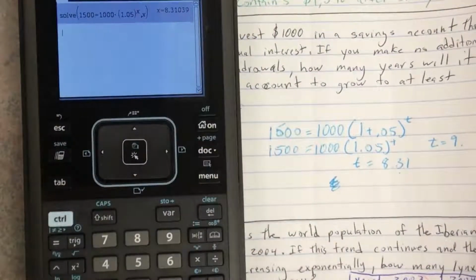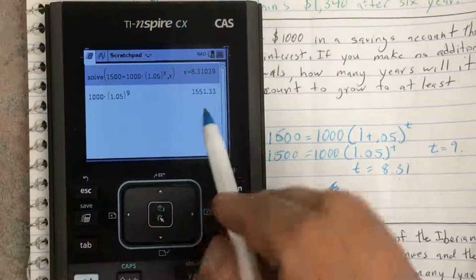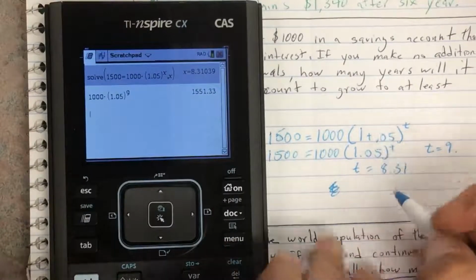Once again, we have the equation. So we have 1,000 times (1.05), and now we know it's to the 9th power. Hit enter, and that's going to give us our total amount. So this is going to be our total amount.